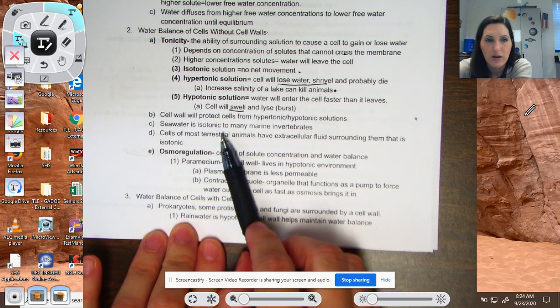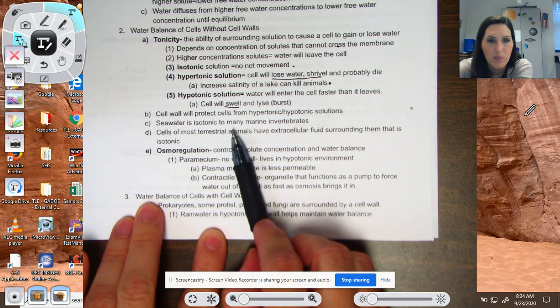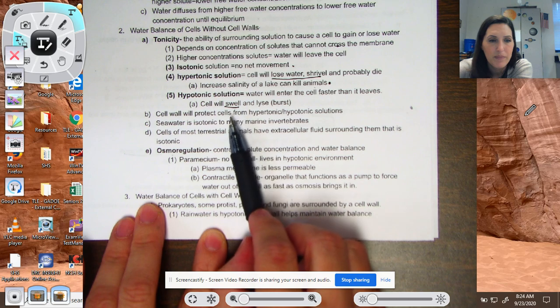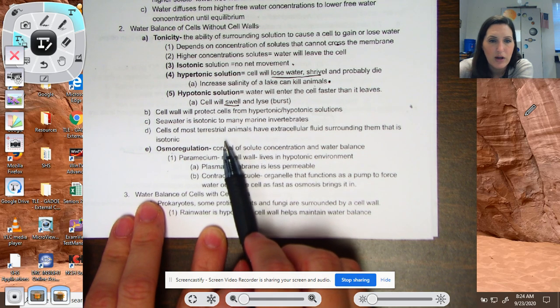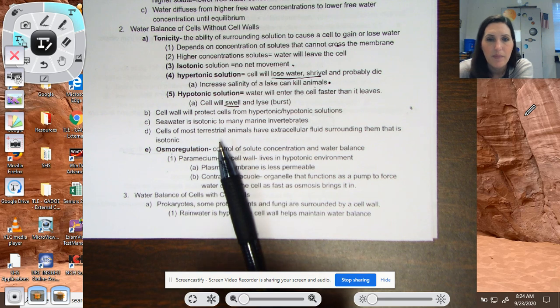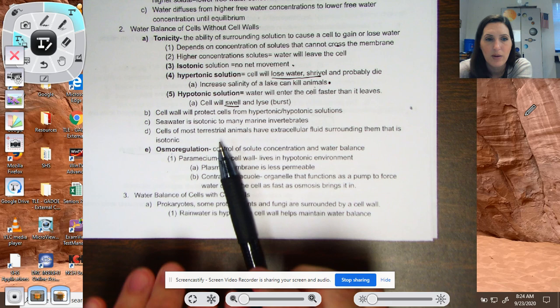Seawater is isotonic. So many marine invertebrates are going to be able to use that. Remember, no net movement. Cells in most terrestrial animals, terrestrial means land animals, have an extracellular fluid around them that's isotonic, so it protects.